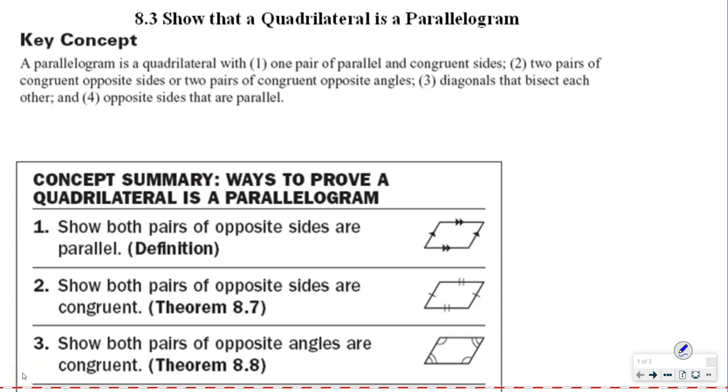All right, class, our next section, 8.3, day 1, showing that a quadrilateral is a parallelogram. So a parallelogram is a quadrilateral with, number 1, one pair of parallel and congruent sides. Number 2, two pairs of congruent opposite sides, or two pairs of congruent opposite angles. 3, diagonals that bisect each other, and 4, opposite sides that are parallel.